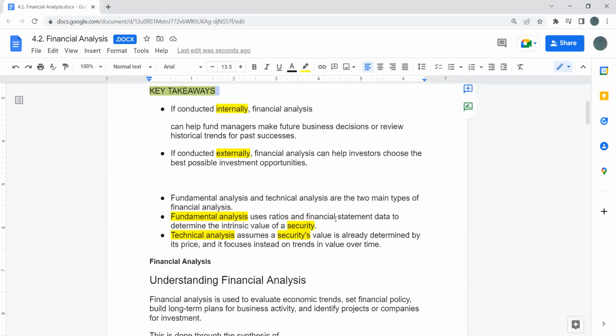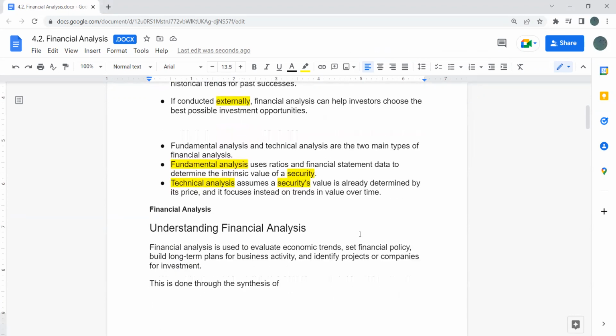Both of them are related to security. Fundamental analysis uses ratios and financial statement data to determine the intrinsic value of a security. So they use the data to determine the security. But technical analysis assumes a security's value is already determined by its price, and it focuses instead on change in value over time. Fundamental analysis and technical analysis.